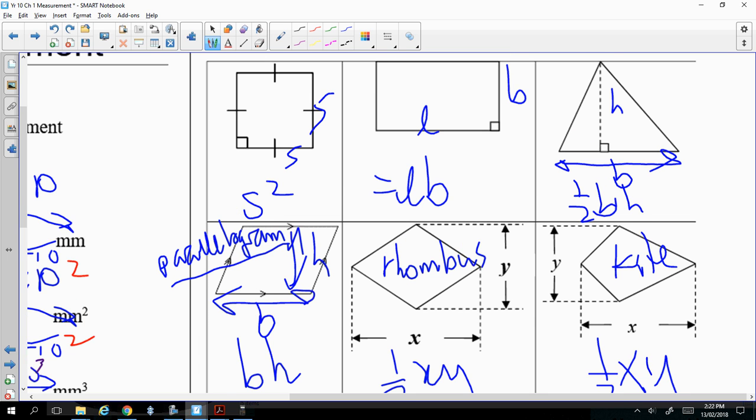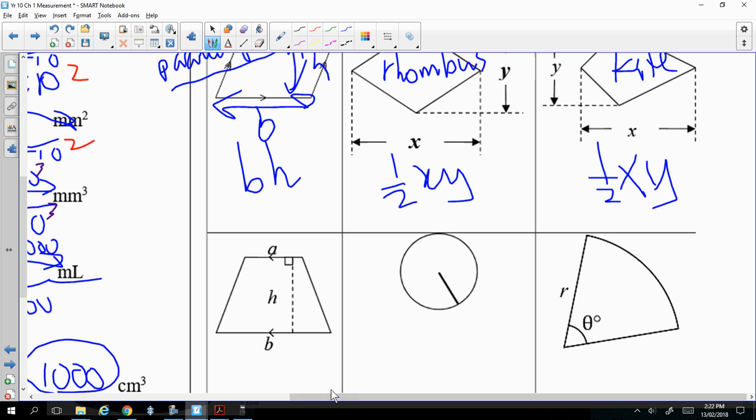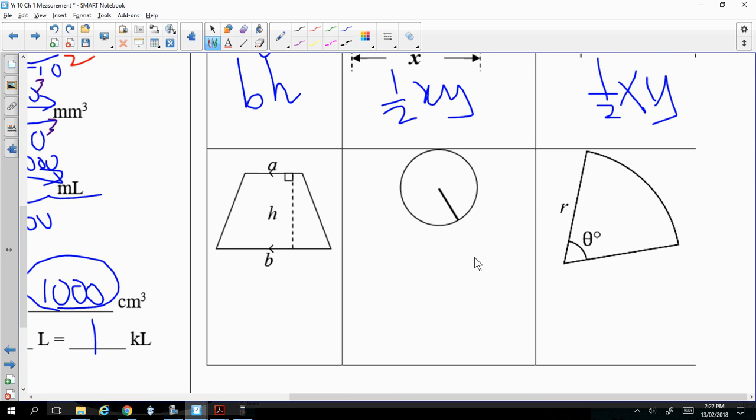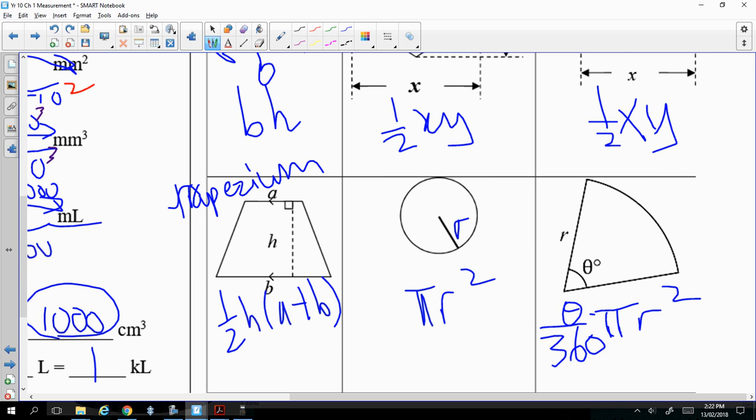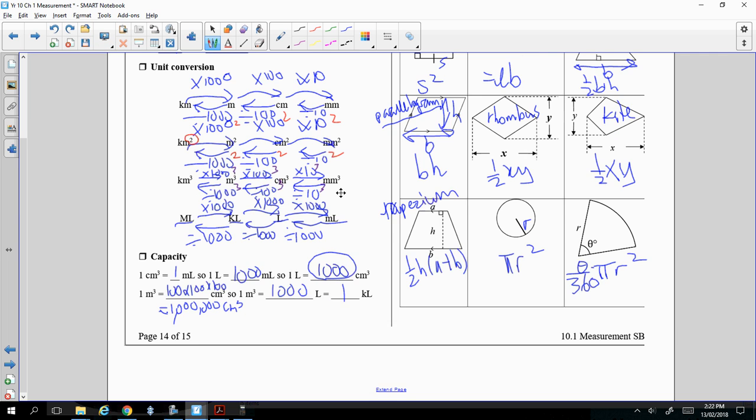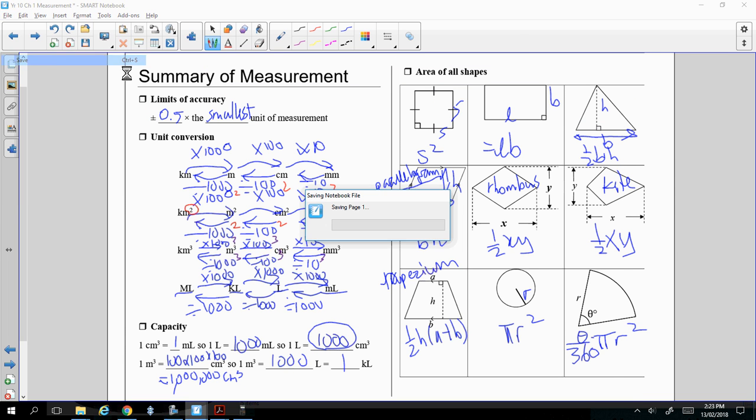Alright, and the next one is trapezium, which is half H times A plus B, and the area of the circle is pi r squared, and then the sector is theta over 360 pi r squared. Alright, these are all the plane shapes you need to know, which can be applied to surface area or volume, depending on the type of question you get. Alright, question, good. I've got one more page.